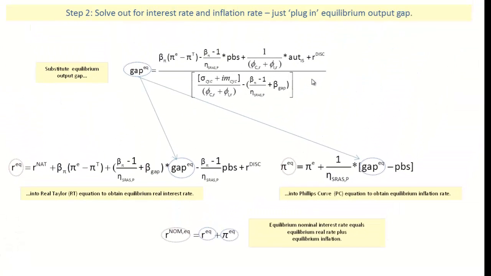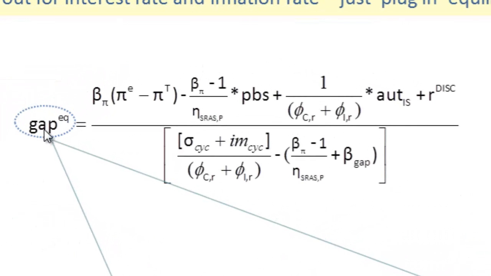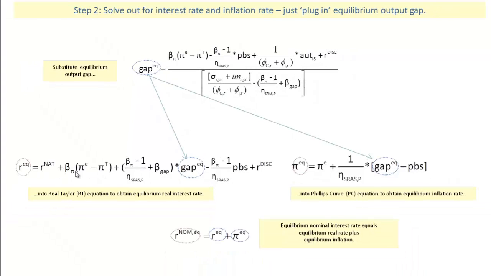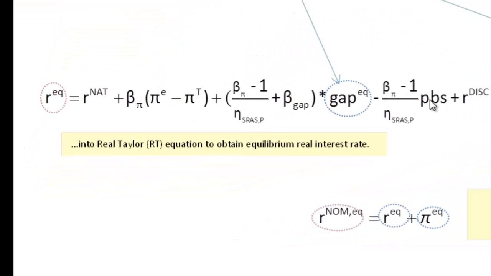So now, in step 2, we want to get the equilibrium real interest rate, the equilibrium inflation rate, and then the equilibrium nominal interest rate. How do we do that? Well, if we already did this calculation here for the gap, then we take the equilibrium gap along with all of the other elements of these equations, and we plug them in. So here in the Taylor rule, we plug in the equilibrium output gap alongside our natural rate of interest, our expectations gap, our assumption for the shock to the short-run aggregate supply curve, the PBS, and any discretionary elements of monetary policy, and that will give us our real interest rate.